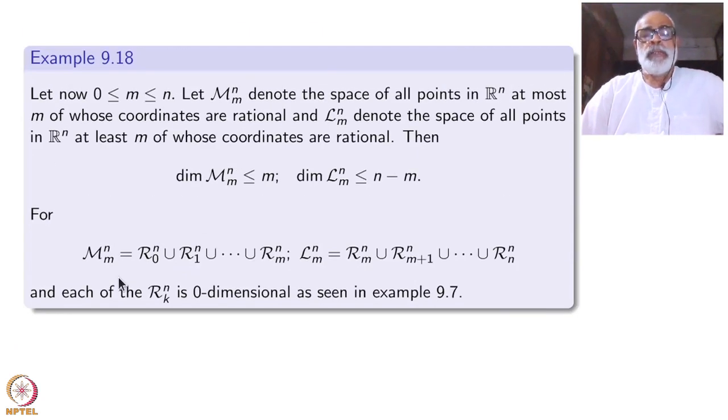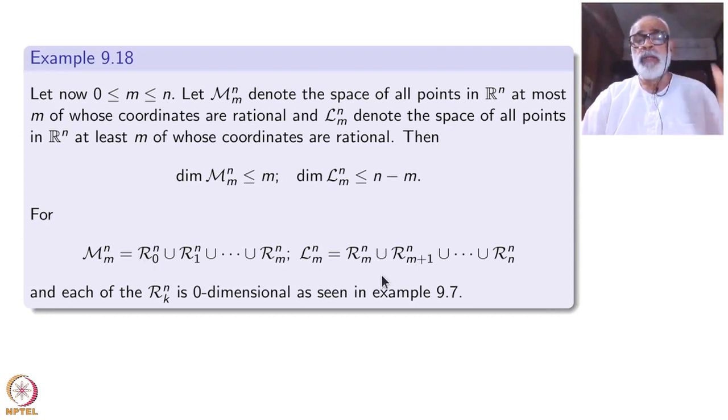How do you do that? Let us look at this space. Coordinates, at most m of them are rational. So you can start with Rn0, which is no coordinate is rational, because all the coordinates are irrational. This Rn0, we know that is 0 dimensional. Then Rn1, exactly one coordinate is rational, that is also included here, at most m coordinates are rational, like that 1, 2, 3 up to m. Now each of them we have studied, they are zero dimensional. How many are there? m plus 1, right? So dimension is less than or equal to m.